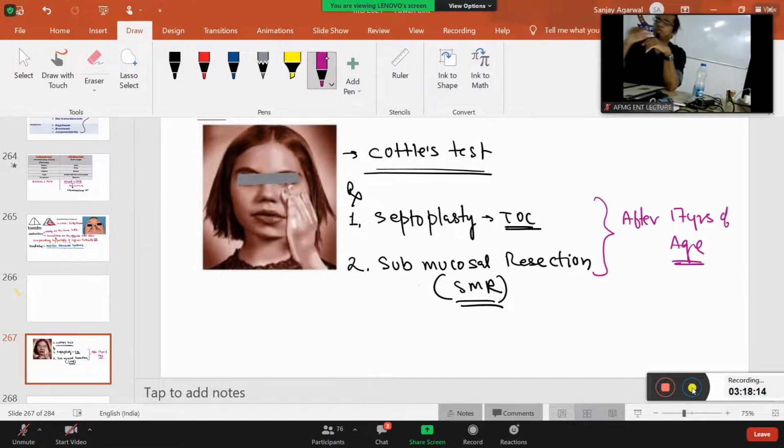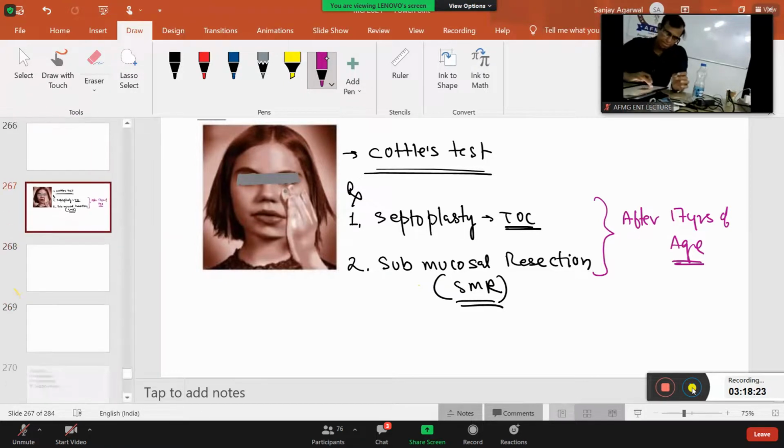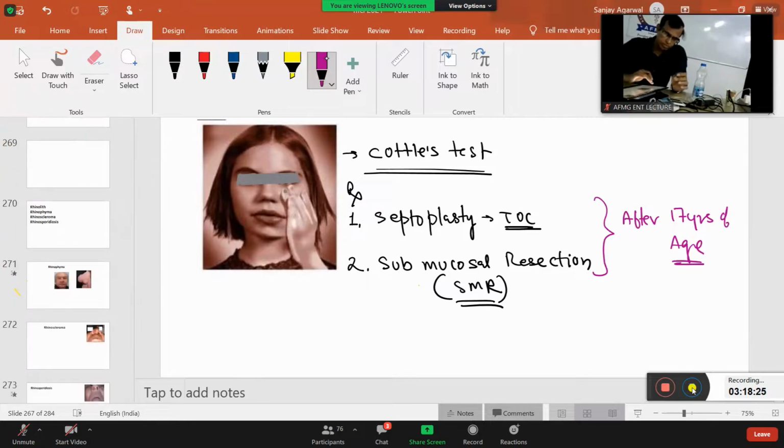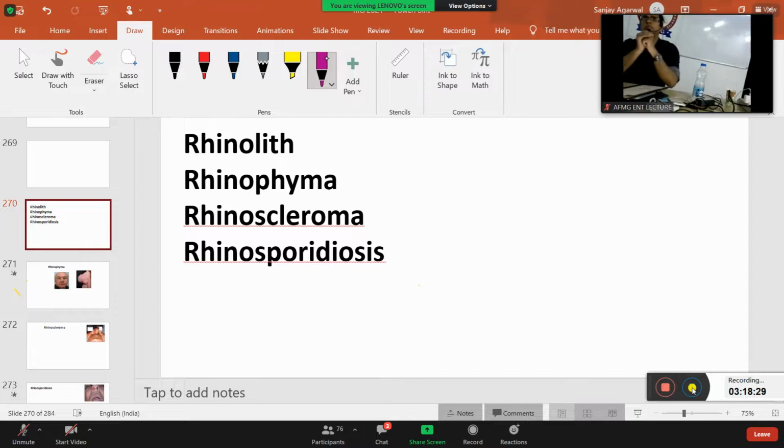So हर bone की growth का time होता है, आपको पता होना चाहिए, which orthopedics में बताते भी हैं वो सभी bones. So that's why this is important. So it's a very simple disease, DNS. Then we talk about 4 diseases with similar sounding names. Rhinolith, rhinophyma, rhinoscleroma, rhinosporidiosis.